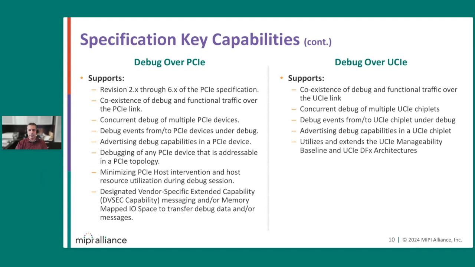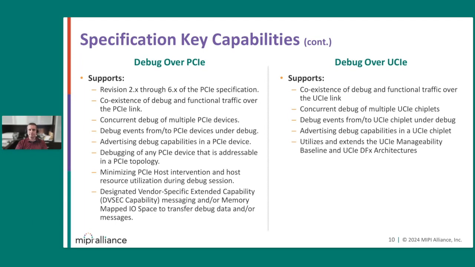We will be defining our own DVSec capability to handle that debug traffic. With UCIe, we are taking advantage of what is built into UCIe manageability. I'm not going to go into too much detail here. The next presentation will go through a lot of this, but we reutilize that manageability baseline and add our debug protocols on top of that structure, along with multiple sessions and debug events. Stay tuned to the next one if you want even more details about debug over UCIe.